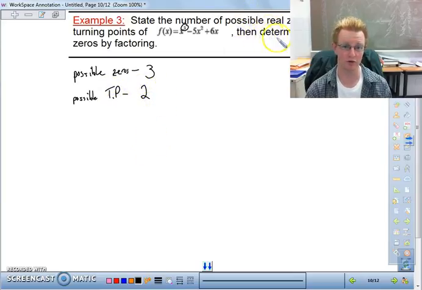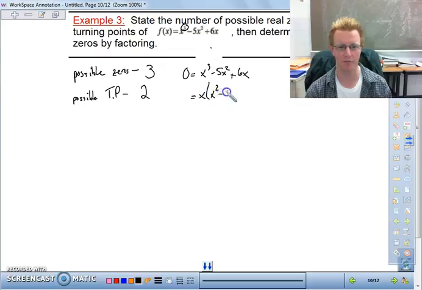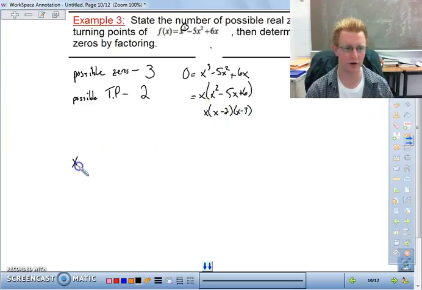Okay, so now what we can do is determine the real zeros by factoring. So if we have 0 equals x to the third minus 5x squared plus 6x. Now I get that this is a cubic function, but because we have an x on every term, we can factor out an x and be left with x squared minus 5x plus 6. Keep factoring: x minus 2, x minus 3, and the x on the outside. So our 3 real zeros here are x equals 0, that's from the x on the outside, x equals 2 from the x minus 2, and x equals 3.